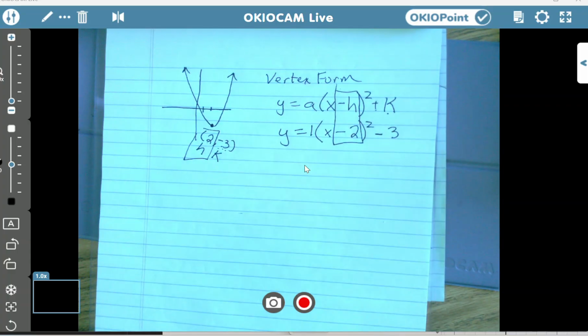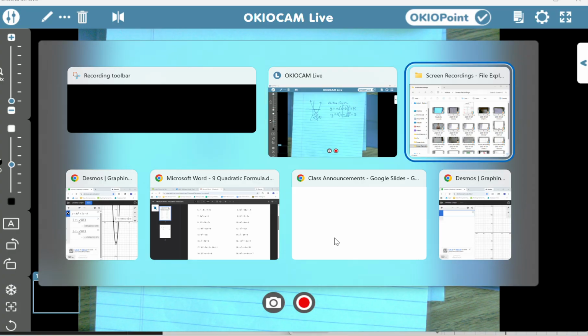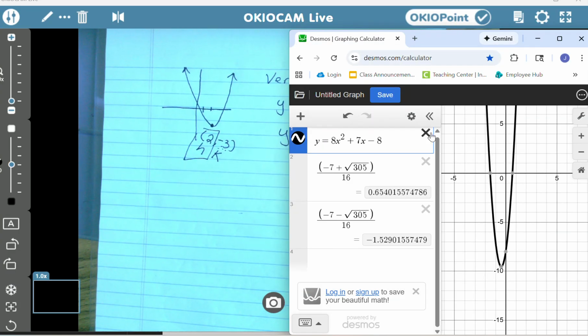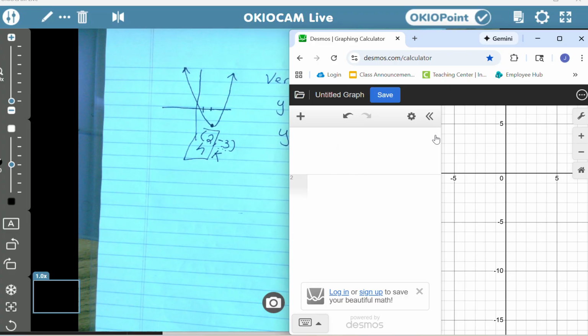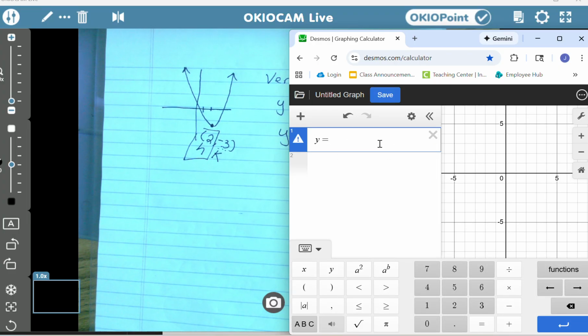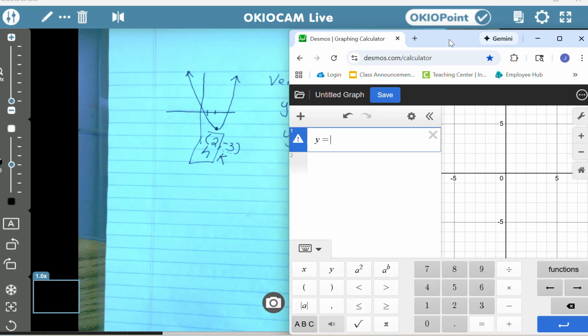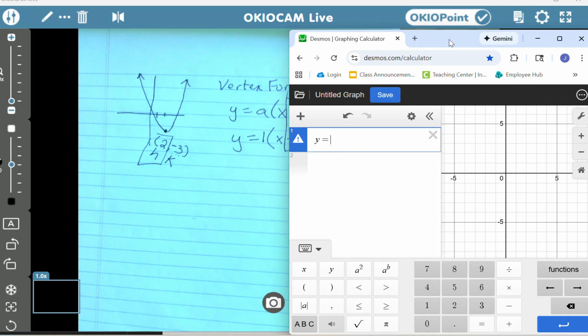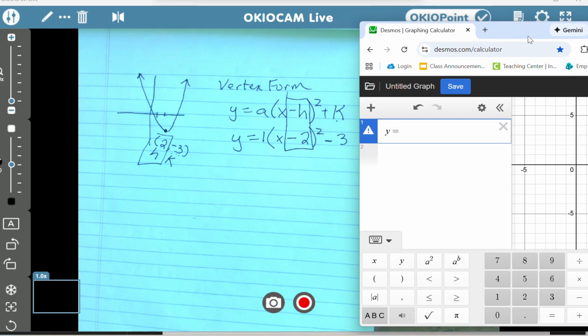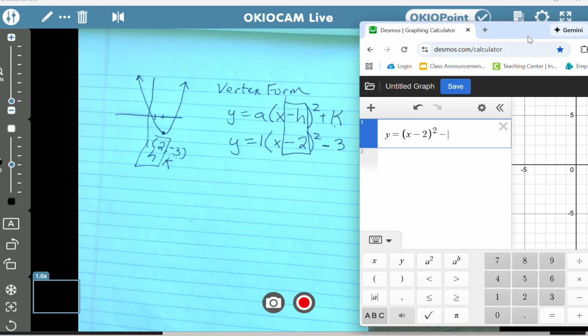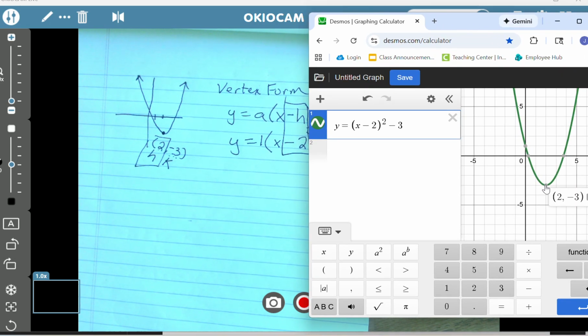Once you have the equation in vertex form, you can go over to Desmos, and we're going to type in the equation y equals, move this over so we can see, x minus 2 squared minus 3. Alright, so here's the graph, and notice that the vertex is indeed at 2, -3.